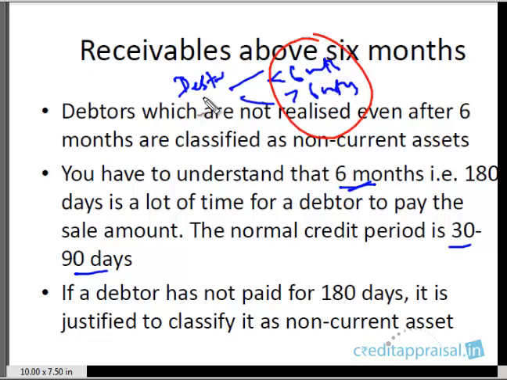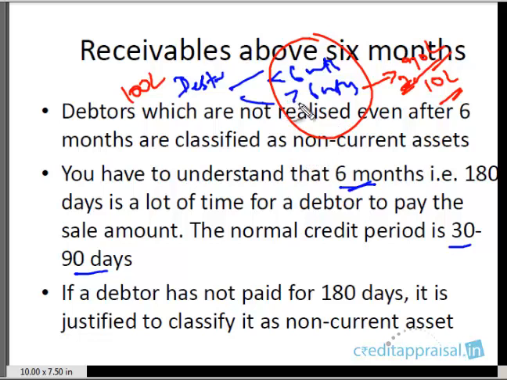Out of your total debtors, say 100 lakhs, how much is above 6 months? Say 10 lakhs is above 6 months and 90 lakhs is below 6 months. What the bankers will assess is that this has a possibility of turning into bad debt. This customer has not paid till 6 months. This is long overdue; 6 months is a huge period.